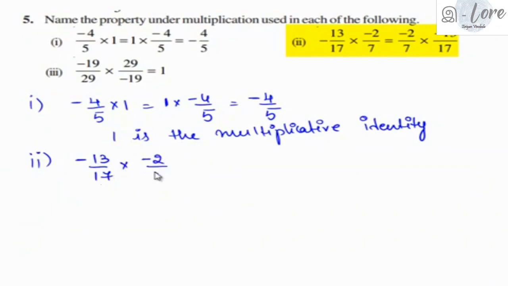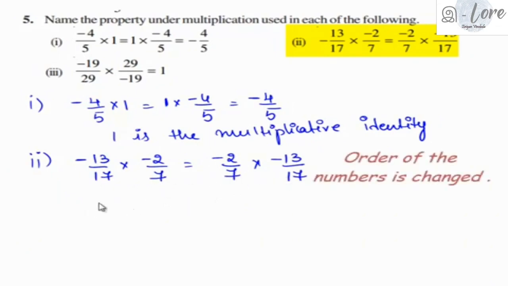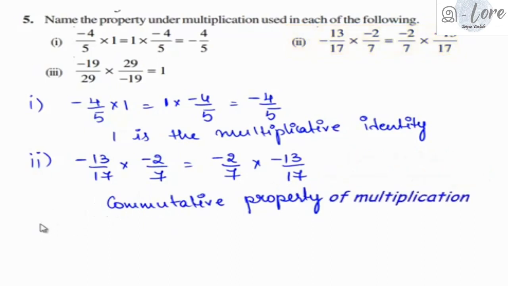Minus 13 by 17 into minus 2 by 7, and 2 by 7 into minus 13 by 17. Here you just observe that two rational numbers have been multiplied in either order. The property used here is the commutative property. Yes, you are right. The property used here is the commutative property of multiplication. Therefore, shall we go to the third question?